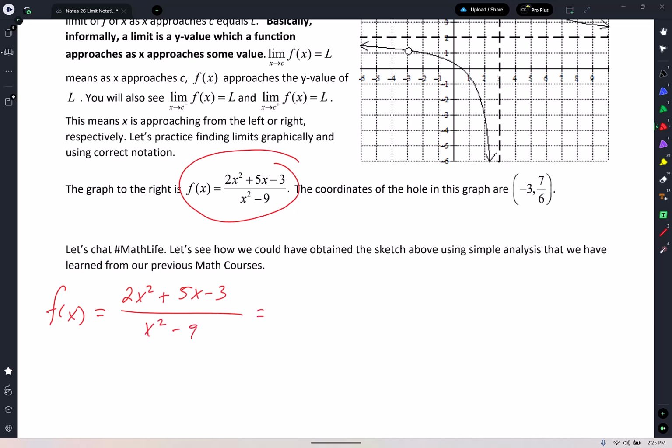Hopefully you remember this from your Algebra 2 days, so it's all Algebra 2. Remember end behavior and all that good stuff? All right. The bottom is a difference of squares, so that's just going to be x plus 3 times x minus 3.